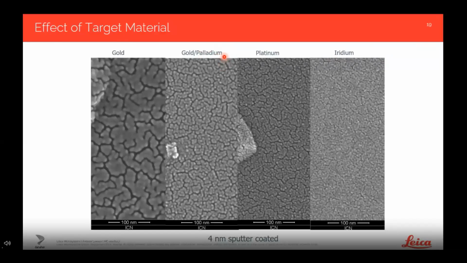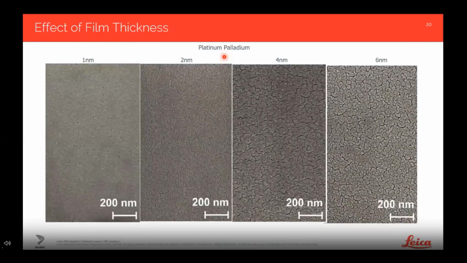Okay. Next, the effect of film thickness. This is a platinum palladium series of films, again prepared under very similar conditions with the variable being increasing final sputtered film thickness, from 1 nanometer to 2 to 4 to 6 nanometers. And you can see as the film thickness increases, so also does the grain size of the film.